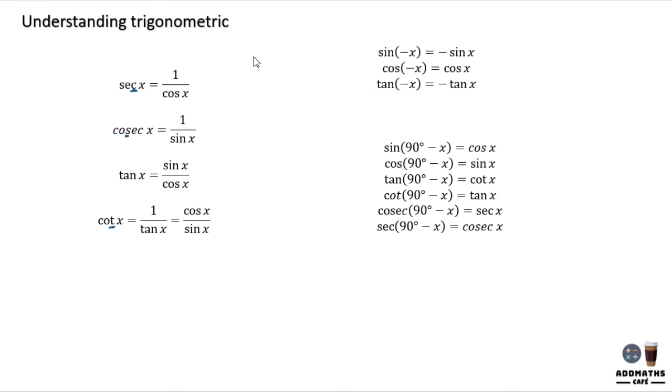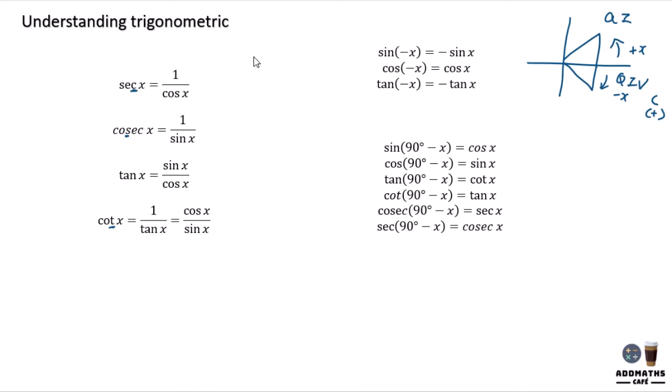Sine negative x. Sine negative x means that, let's say this is your quadrant 1 and quadrant 4. Sine positive x will go up if this is a positive x. Sine negative x means it will go down. So sine negative x will give you negative sine x. Cos negative x will give you a positive cos x because in the fourth quadrant, cos is positive. And tangent negative x will give negative tangent x.